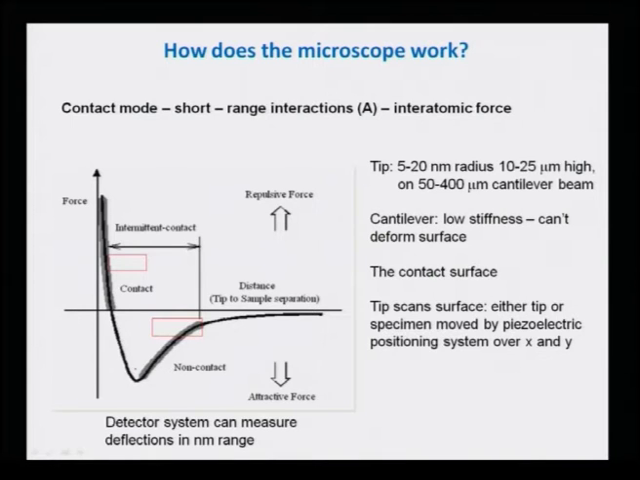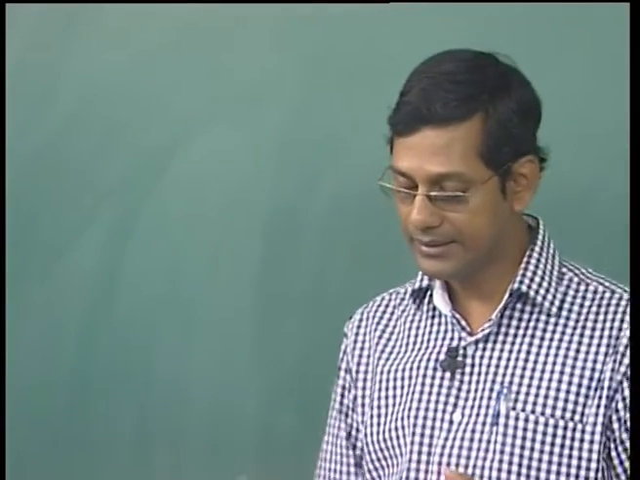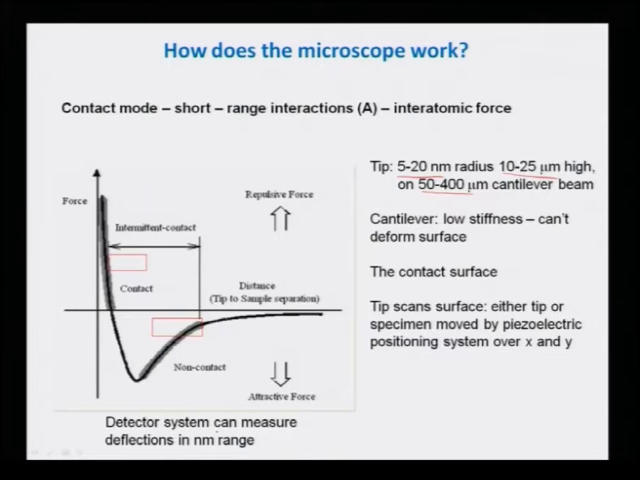In contact mode, where the short range interaction between the interatomic forces is very important, the tip is normally 5 to 20 nanometer in radius and 25 micron in height, and the cantilever is approximately 50 to 400 micron long. Cantilevers normally have very low stiffness because they need to deform, going up and down, but they cannot deform the sample surface, because if the tip hits the sample surface in contact mode, the surface will get deformed and you do not detect exactly what the sample surface is. Either the tip or the specimen can be moved by a piezoelectric positioning system, and the detector system can measure the deflection of the tip as it makes contact with the sample surface, because you are bringing the tip very close to it. There will be contact and then deflection, and the deflection can be measured by a laser beam.